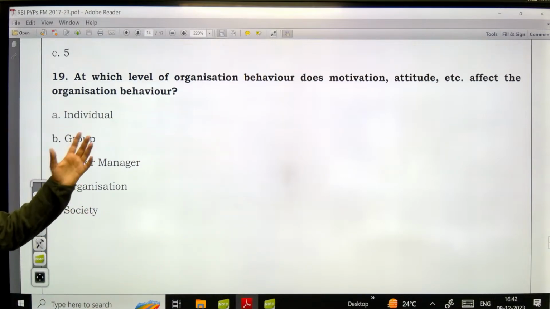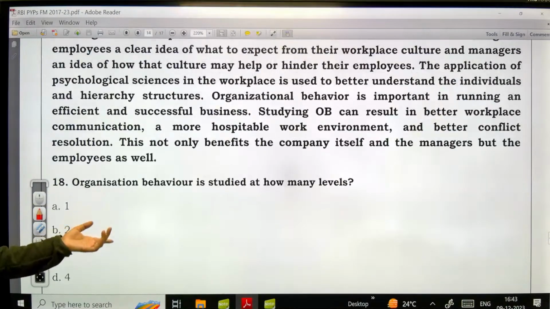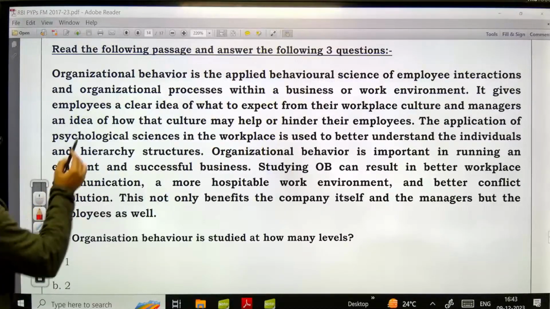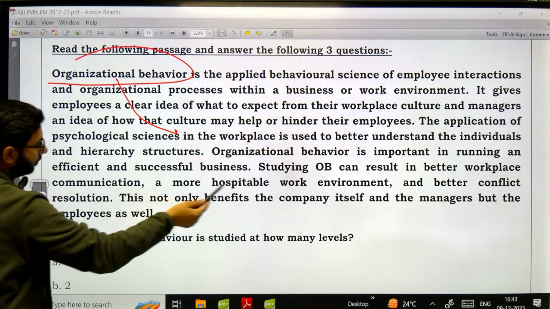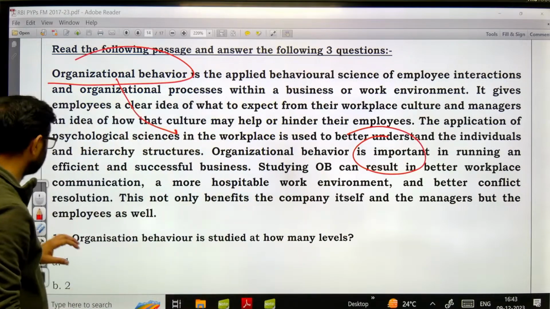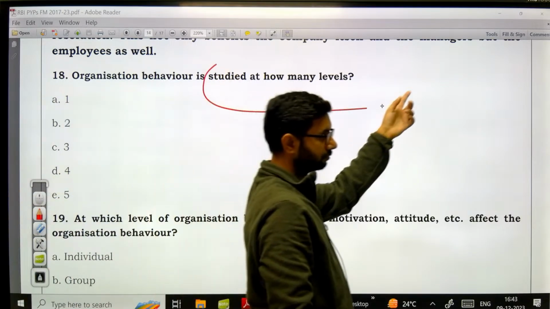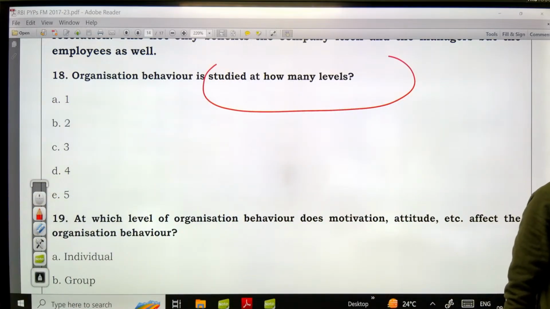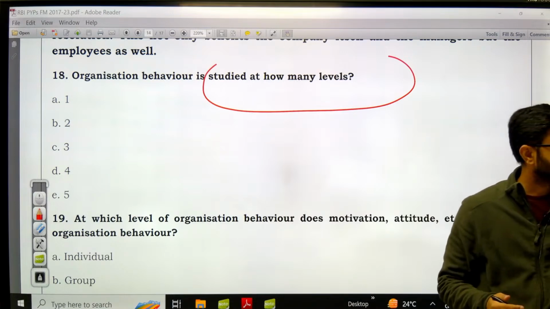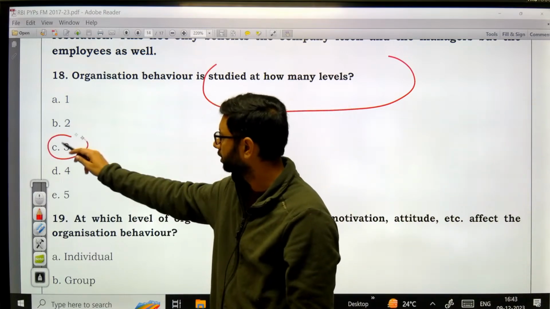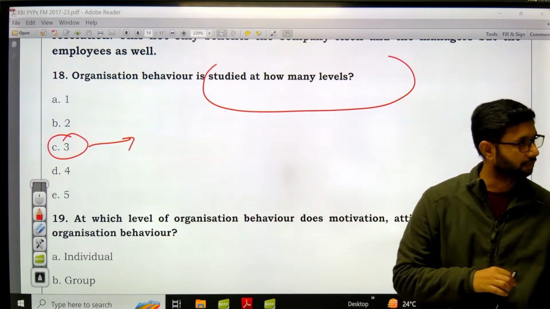Next, at which level of the organization behavior does motivation, attitude? Hold on one second. Let's see this. The organizational behavior paragraph is all about what organizational behavior means and why it is important. So let's do the questions. Organizational behavior is studied at how many levels? Three levels, correct. And what are these 3 levels? Individual, group, organization. Very good.